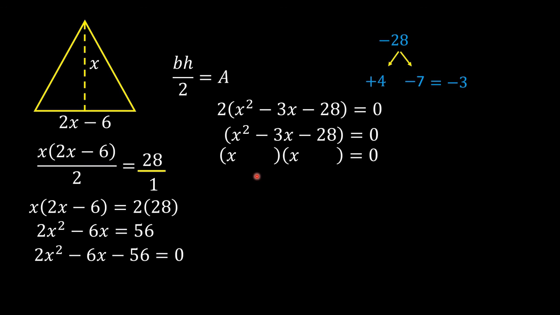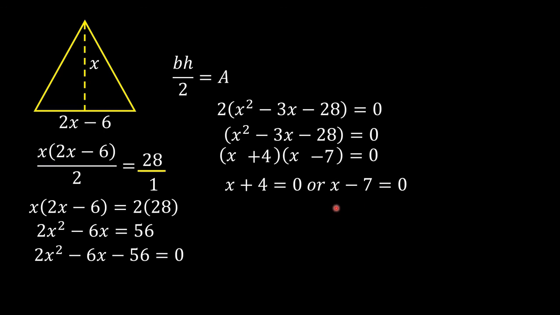Write two parentheses, each beginning with x. After the first x, write positive 4. After the second x, write negative 7. X plus 4 and x minus 7 are the factors of x squared minus 3x minus 28. Equate each factor to 0. We have now x plus 4 is equal to 0 or x minus 7 is equal to 0.